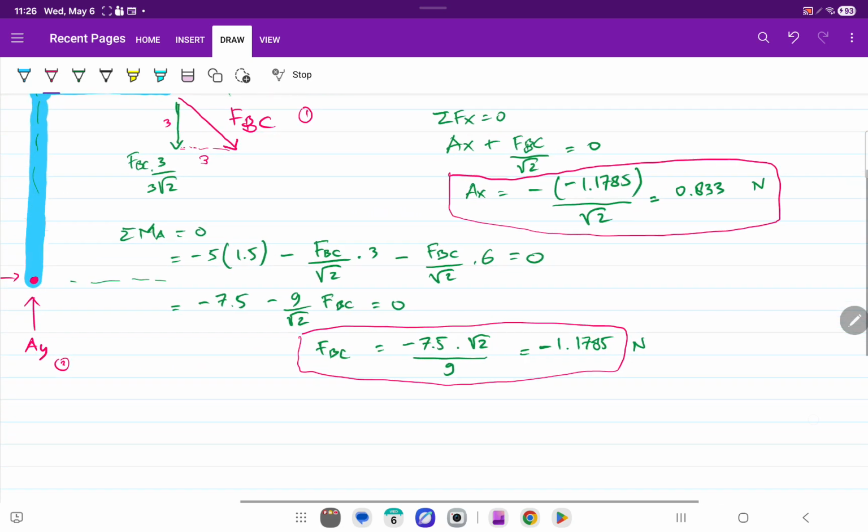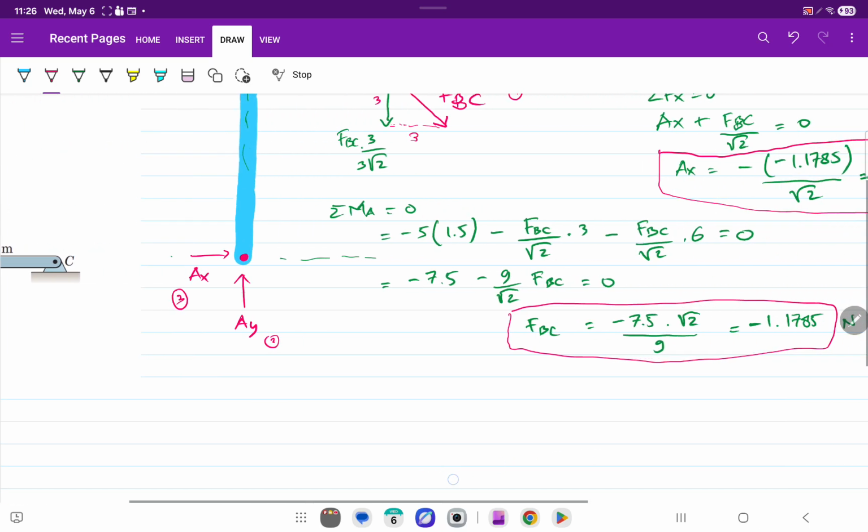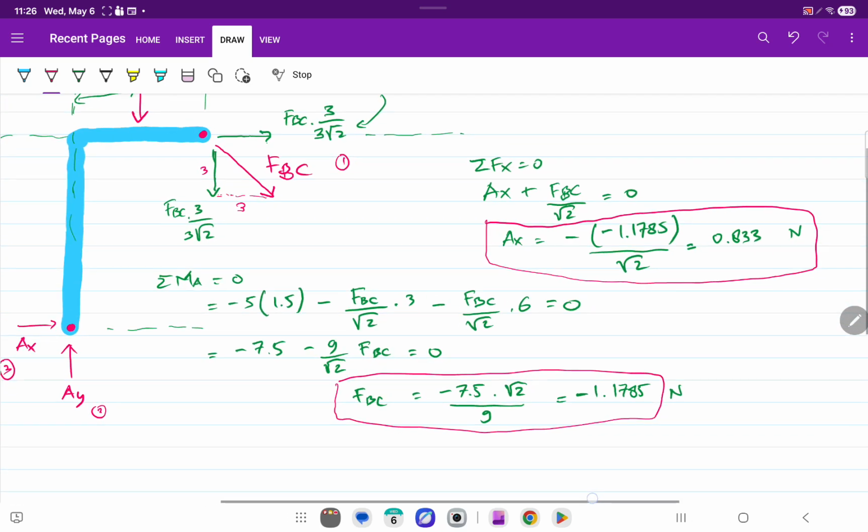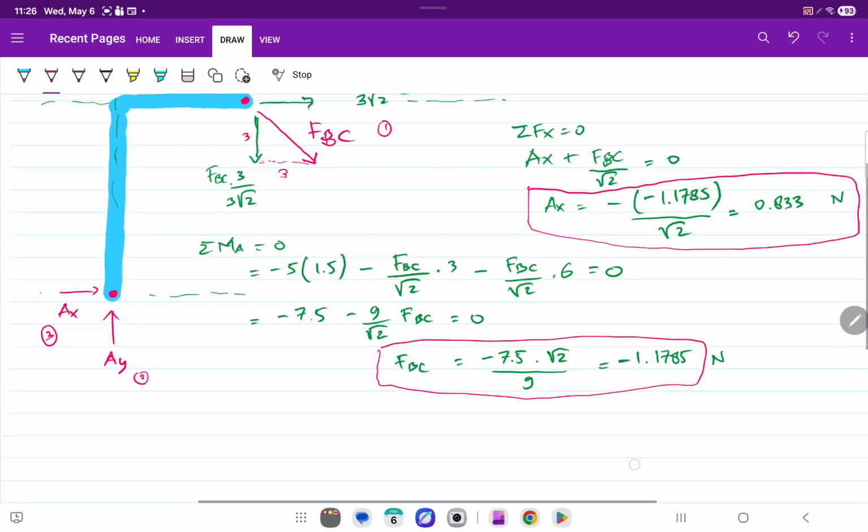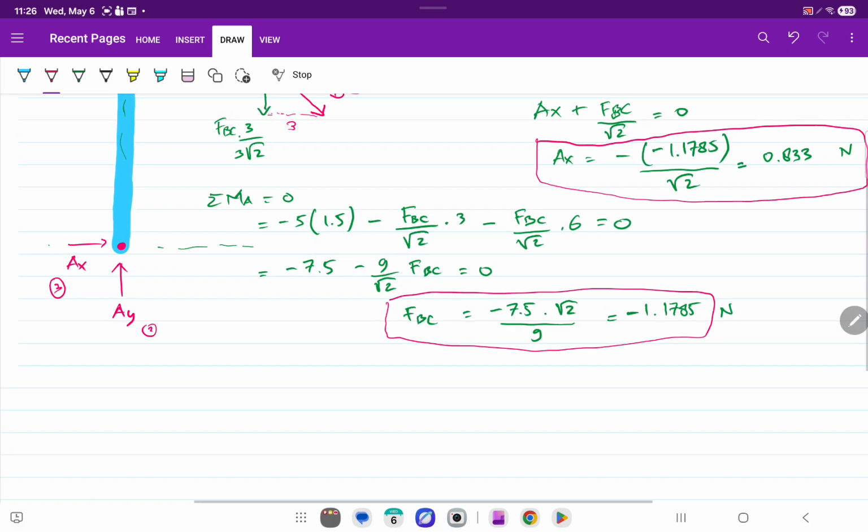And then the third answer is, what should we do next? Sigma Fy equals 0.